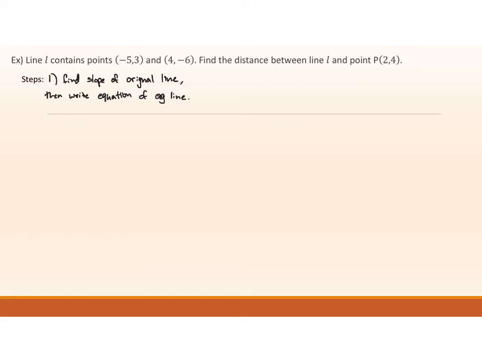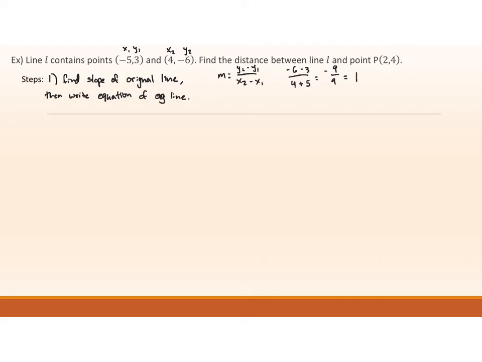So when we do this, we are going to first use our slope formula, which is m is equal to y2 minus y1 over x2 minus x1. So this will be my x1, this will be my y1, x2, y2. So I have -6 minus 3 over 4 plus 5. The negative times the negative is positive. This gives me -9 over 9. My slope is -1.